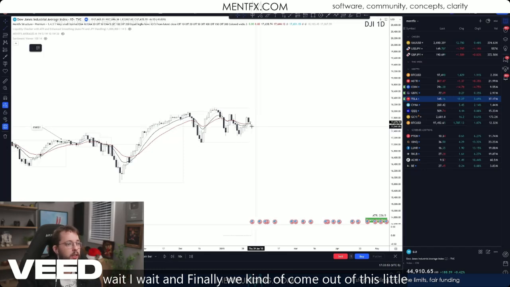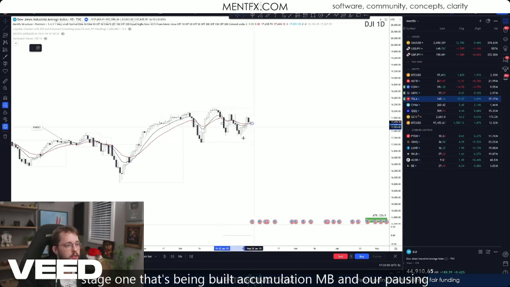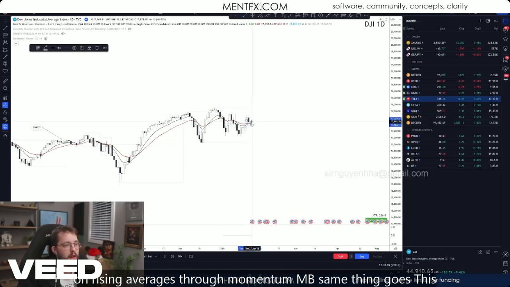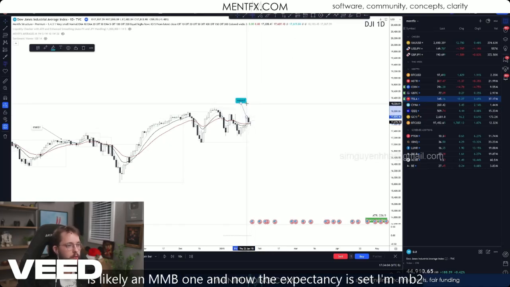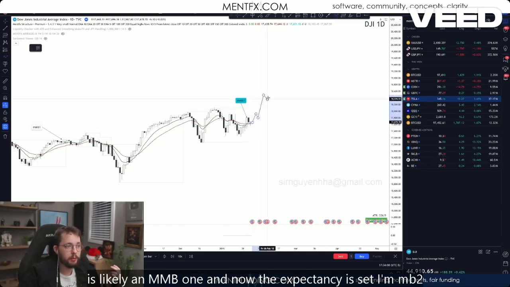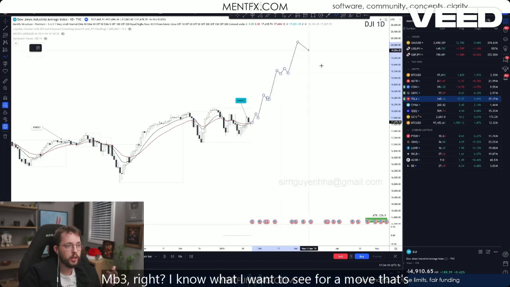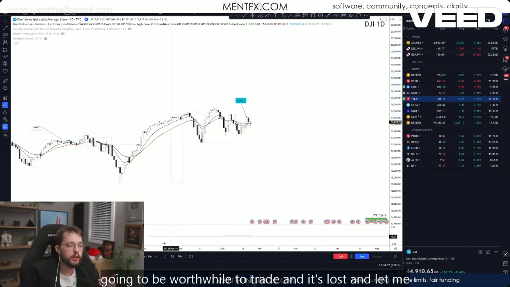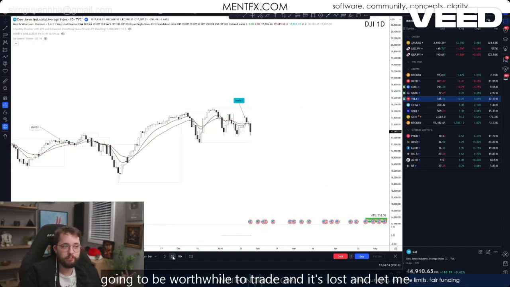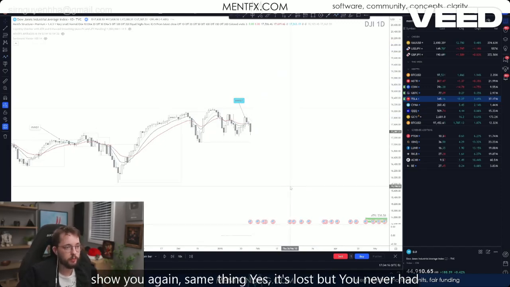And finally, we kind of come out of this little stage one that's being built, accumulation MB, and now we're pausing on rising averages through momentum MB, same thing goes. This is likely an MMB1, and now the expectancy is set. MMB2, MMB3, right? I know what I want to see for a move that's going to be worthwhile to trade. And it's lost.